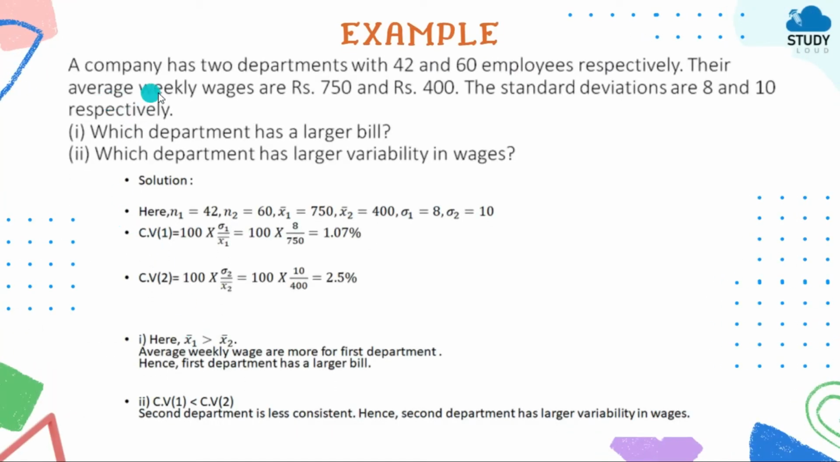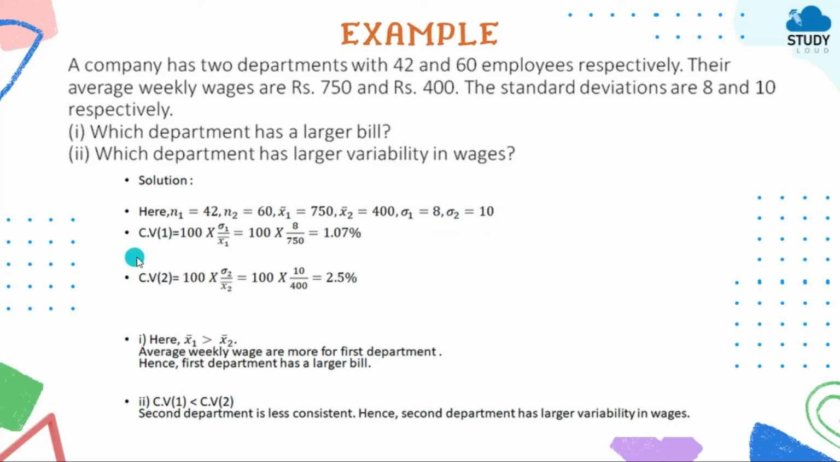So let's see one example here. A company has two departments with 42 and 60 employees respectively. Their average weekly wages are rupees 750 and rupees 400. The standard deviations are 8 and 10 respectively. Which department has a larger bill? Which department has larger variability in wages? So first, your n1 is 42, your n2 is 60, x bar 1 is 750, x bar 2 is 400, standard deviation of 1 is 8 and sigma 2 is 10.